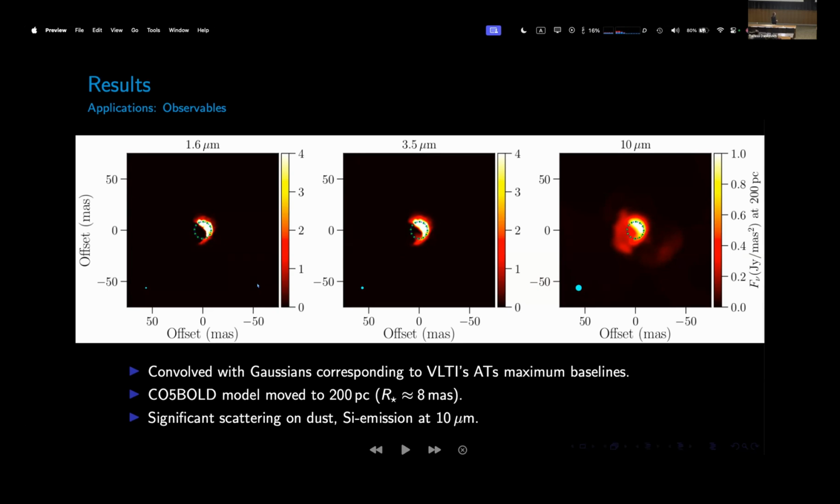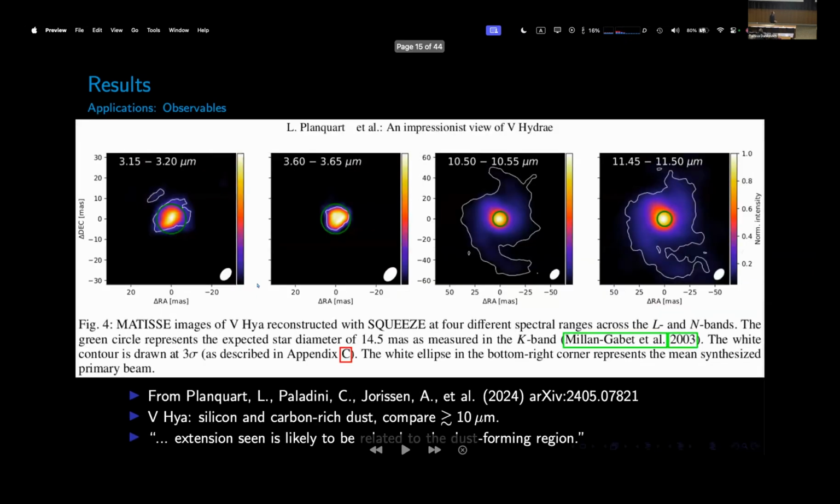Again, we see the strong scattering from the dust obscuring the star and strong emission here. So here the main source is much smaller, suddenly it is much larger at the longer wavelengths because of dust emission. These kinds of observations are already being done, as we will probably hear a lot about this week, and some people here will probably talk about. But I want to showcase one recent example from Leah Plankwart, I think that's how I pronounce it, who will talk later this week.